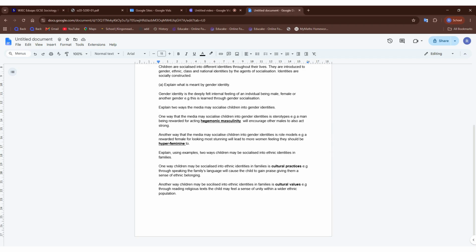One way children may be socialized into ethnic identities in families is cultural practices. Example, speaking the family's language will cause the child to gain praise, giving them a sense of ethnic belonging. I can't believe I said that. Another way children may be socialized into ethnic identities in families is cultural values. Example, through reading religious texts, the child may feel a sense of unity within a wider ethnic population.